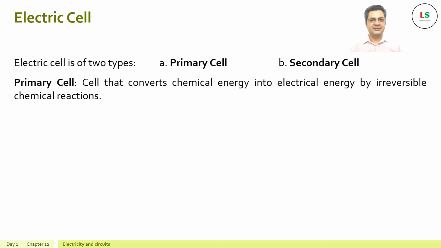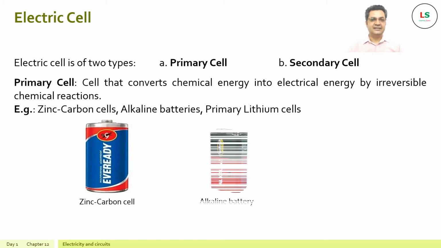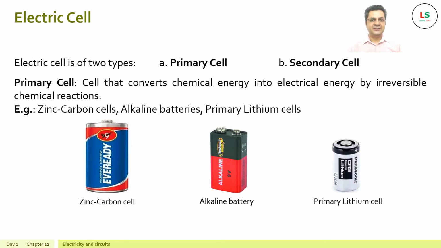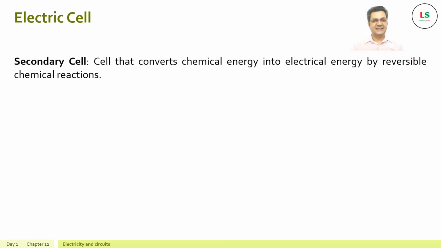So first we have the primary cell. A cell that converts chemical energy into electrical energy by irreversible chemical reactions. That means these cells cannot be recharged. Here we have some examples: zinc carbon cells, alkaline batteries, and primary lithium cells. There is a note. When the chemicals in the primary cell are used up, it stops producing electricity and requires replacement.